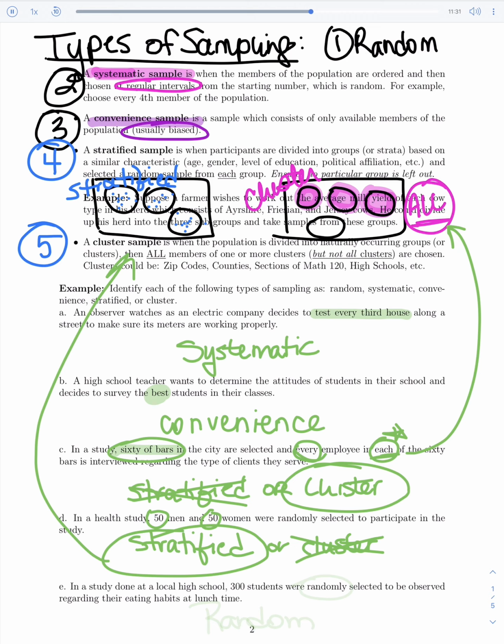Last one, in a study done at a local high school, 300 students were randomly selected to be observed regarding their eating habits at lunch. Here they're not doing anything special, but they do say that they're going to be randomly selected, but nothing else. So this is just a simple random sampling. And that's it.